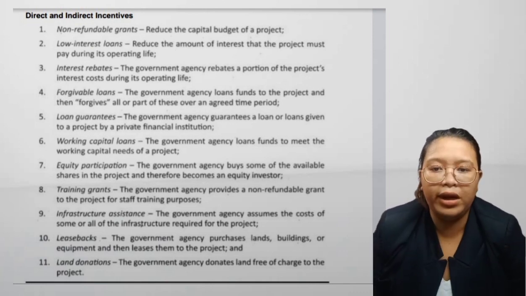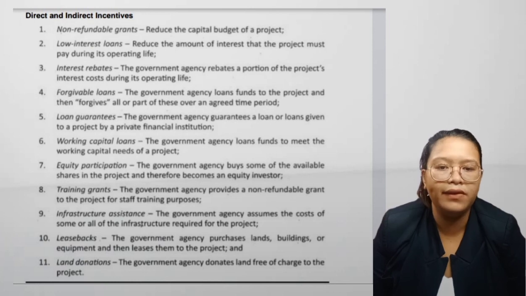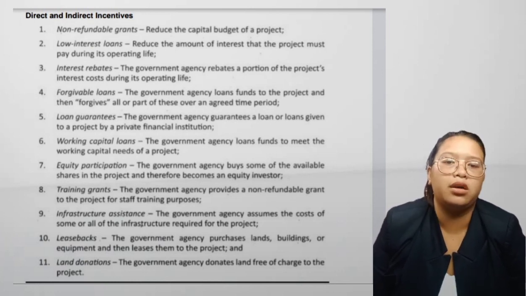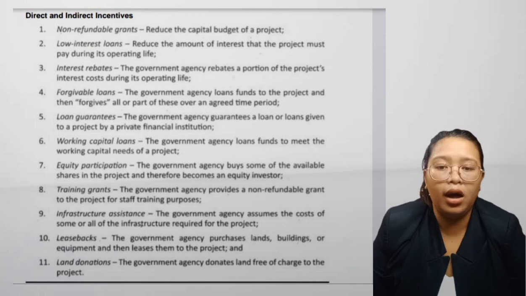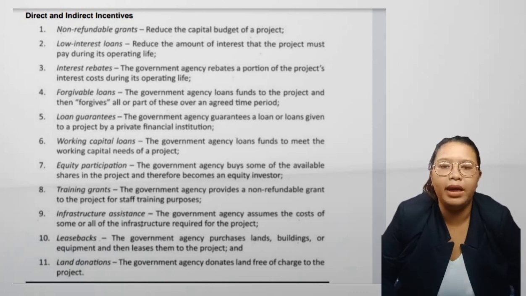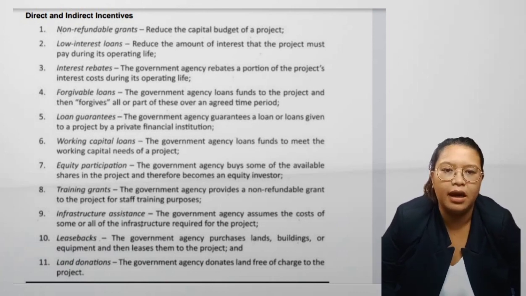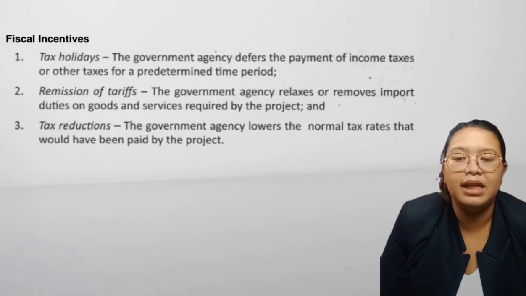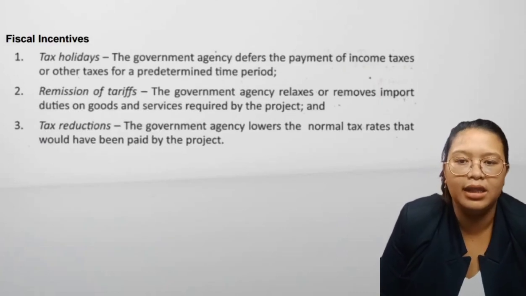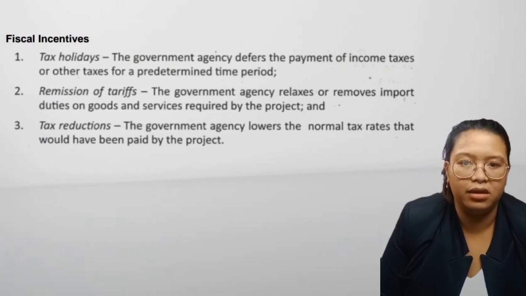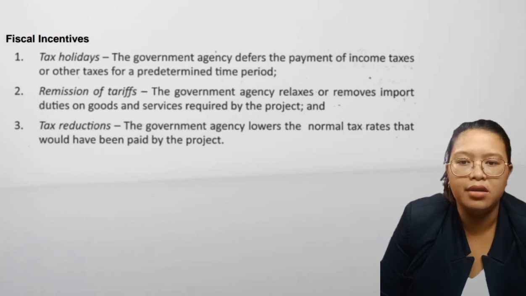9. Infrastructure assistance. The government agency assumes the cost of some or all of the infrastructure required for the project. 10. Lease back. The government agency purchases lands, buildings, or equipment and leases them. Fiscal incentives. Tax holidays. The government agency defers the payment of income taxes or other taxes.